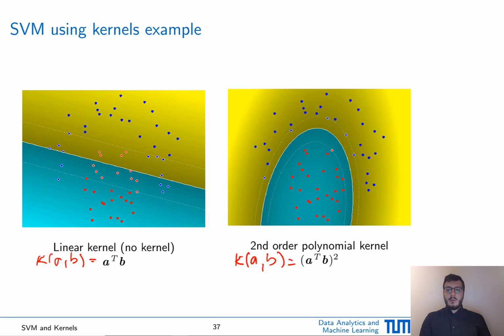And in both of these cases, we can write down what is the feature transformation that corresponds to this kernel. So in this case, phi of a is just a, so there is no transformation, and this is equal to phi of a transposed phi of b. And similarly, in this case, we can write out what the corresponding phi of a and phi of b is.